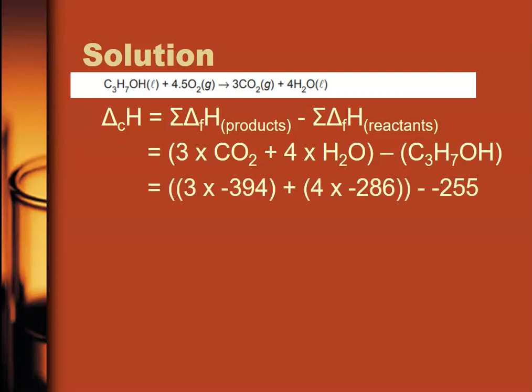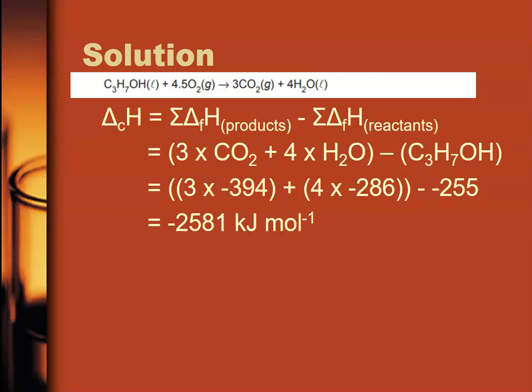Now it is important to be aware of signs and brackets. If you're not sure how to do this, do each calculation step by step. So go 3 times negative 394 equals, write that number down, plus 4 times negative 286 equals, write that number down, minus, write that number down. That's a minus and a negative. Then work them all out bit by bit, and then write your answer.